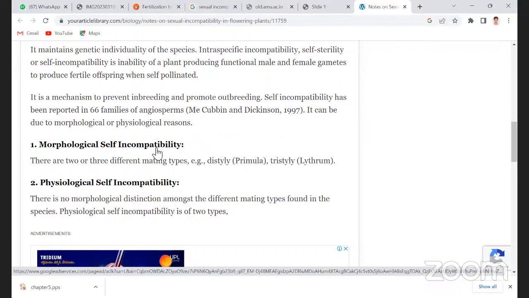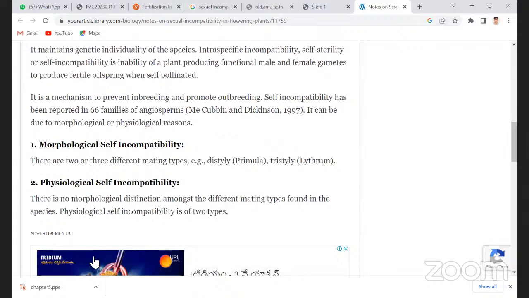It can be due to morphological or physiological reasons. What are the reasons of sexual incompatibility? The reason is morphological and physiological. So what is morphological self-incompatibility? In the morphological type, there are two or three different mating types: distyly, as in Primula, and tristyly, as in Lythrum. These are some examples of morphological self-incompatibility in flowering plants.